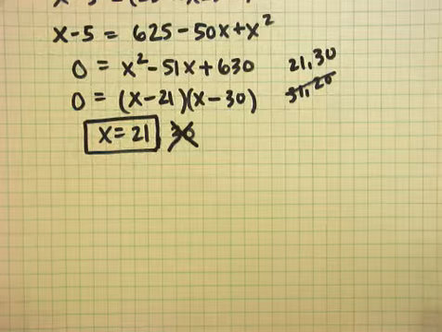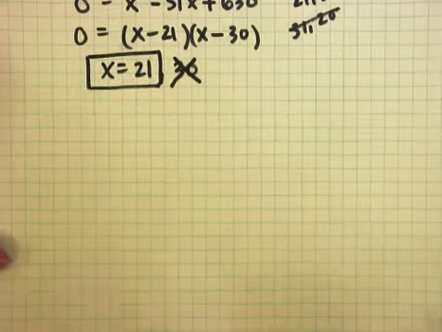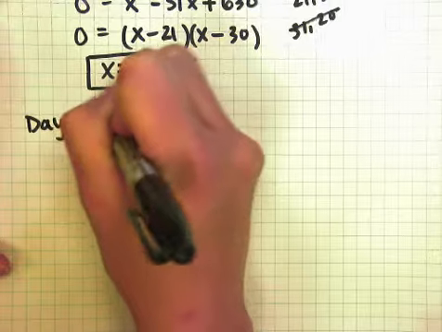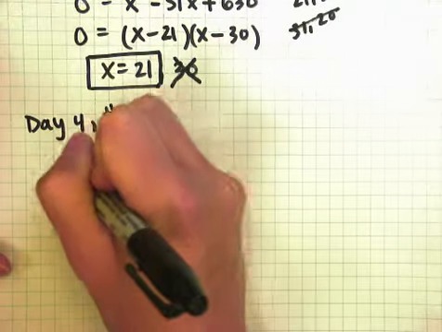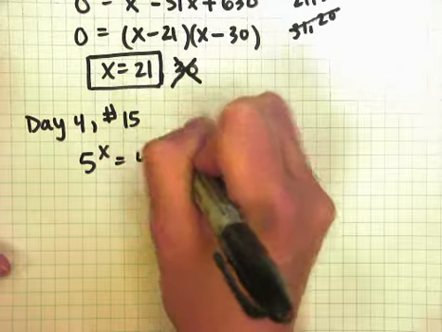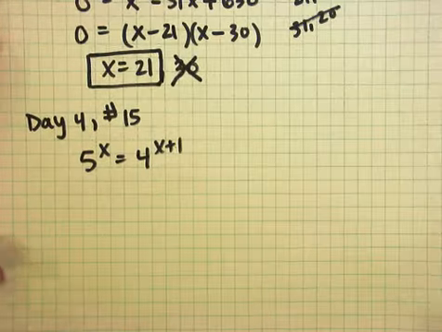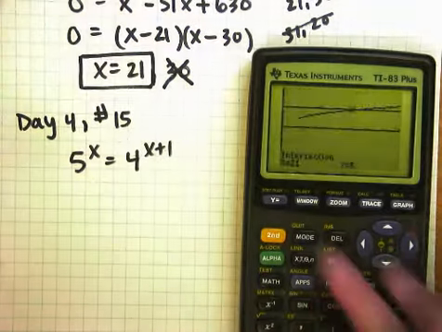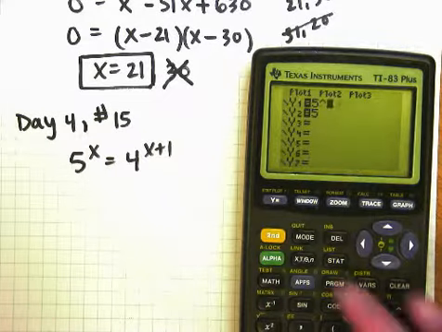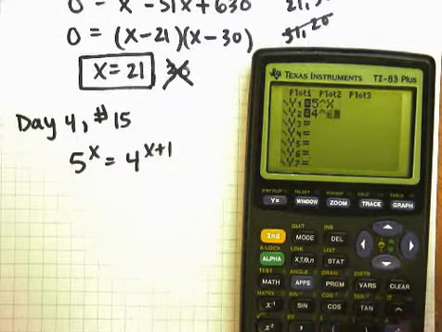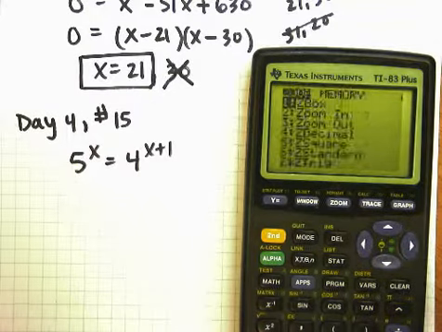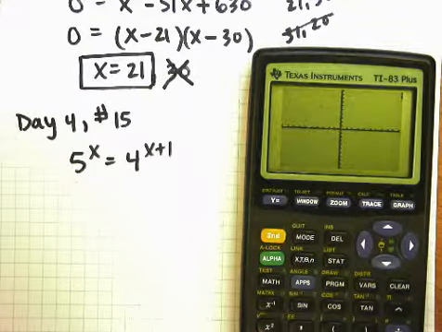Let's see, the next problem that I have, I can probably fit one more in this video, is day number 4, and it's problem number 15. It's the problem where 5 to the x equals 4 to the x plus 1. Frankly, the easiest way to solve this is with your calculator again. So I'd plug 5 to the x and 4 to the x plus 1 into my calculator. And then I'm going to hit zoom 6 just to take myself back to a standard window.